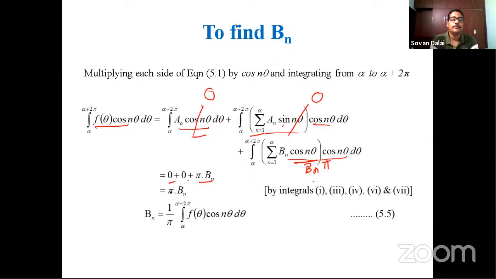So now again, if you rearrange that equation, we will find that bn is equal to 1 by pi, integral from alpha to alpha plus 2 pi of f theta cos n theta d theta. Okay. In most cases you have to apply this result, because you are not required to derive this formula. You have to remember this formula, and with the help of these three equations we have to solve different problems.